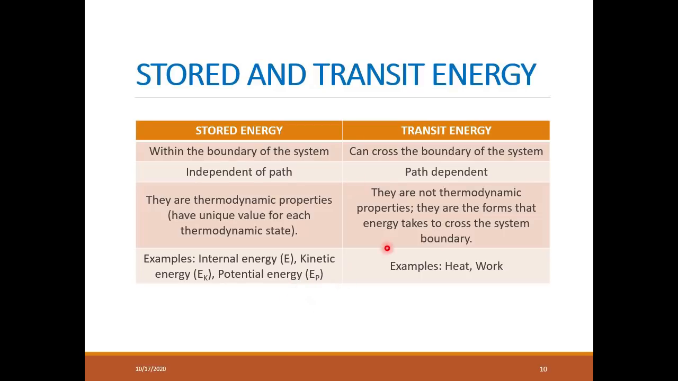Opposite to stored energy is transit energy. Transit energy can cross the boundary of the system. It is path dependent. They are not thermodynamic properties. They are the forms that energy takes to cross the system boundary. Examples: heat and work. Heat is a transit form of energy that occurs when there is a temperature gradient. And work is a transit form of energy that occurs due to all other driving forces.